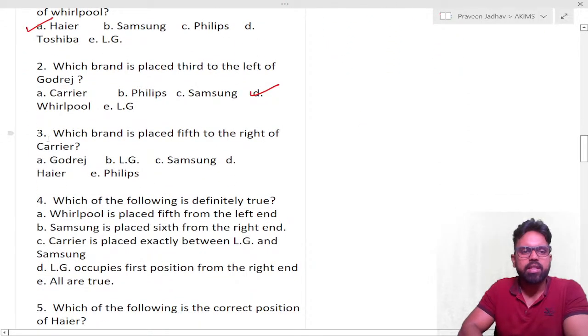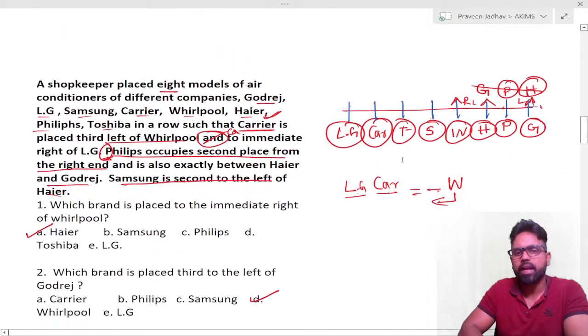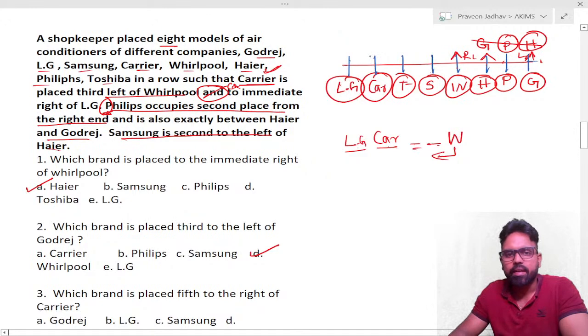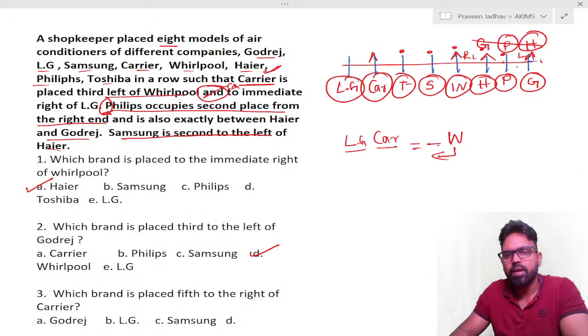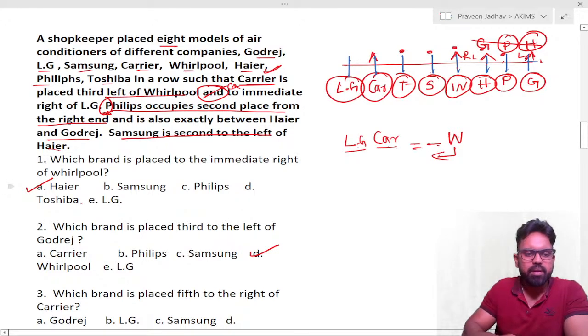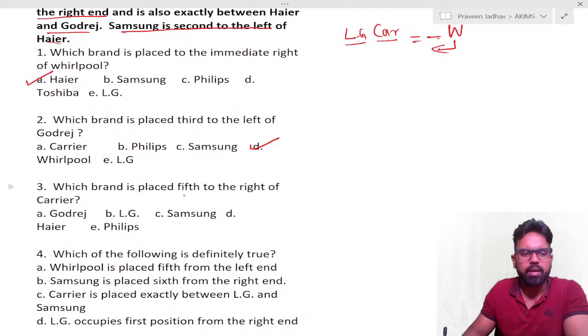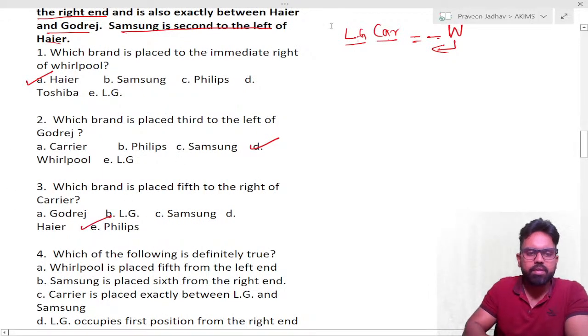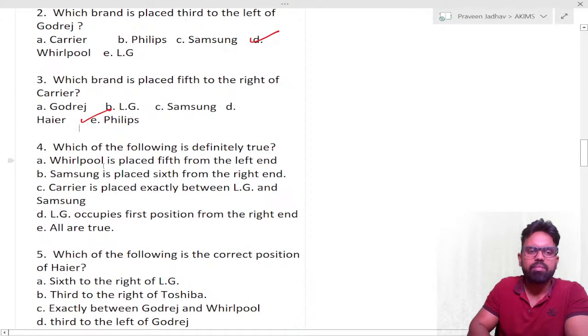Which brand is placed fifth to the right of Carrier? This is Carrier. First to the right of Carrier, second to the right, third to the right, fourth to the right, fifth to the right. Which is that? Philips. Do we have Philips there? Yep, mark it. Which of the following is definitely true?